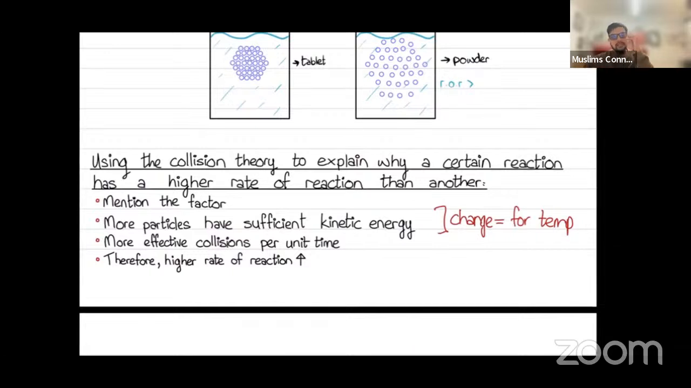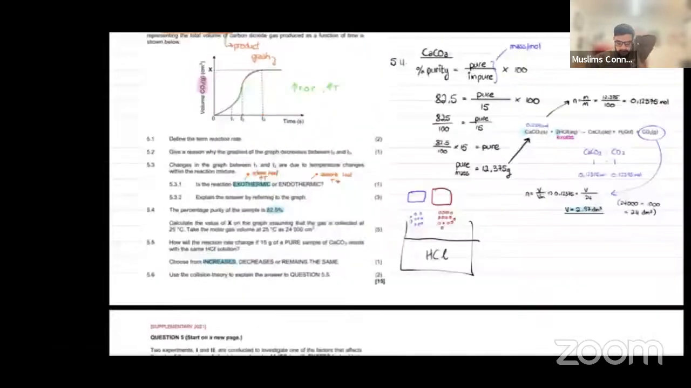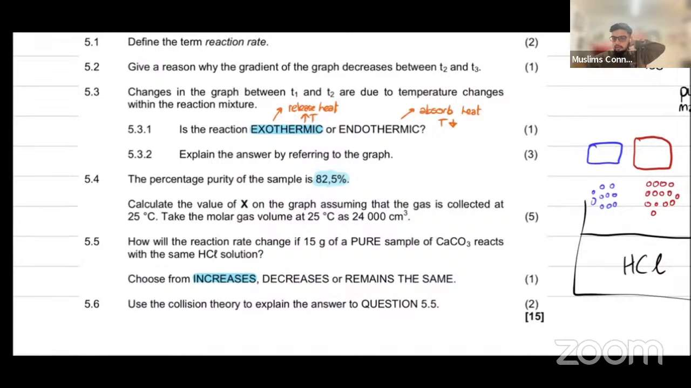So we say there are more CaCO3 particles exposed with greater surface area. Then we say more particles have sufficient kinetic energy, but that's only for temperature. We say more effective collisions per unit time, and then we'd obviously say higher rate of reaction. But in this particular case, just for 2 marks, we just have to mention the 2. Obviously, by saying increases the rate of the reaction, we get that 1 mark. I'll leave the memo answer for that.